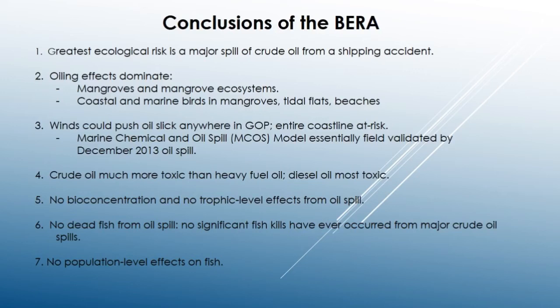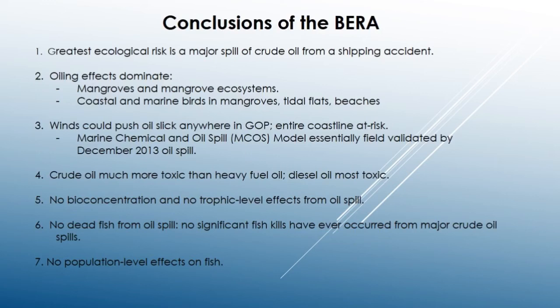There will be no bioconcentration or trophic level effects on fish from the toxic chemicals such as hydrocarbons in crude oil. The ability of fishes and other vertebrates such as birds to metabolize these chemicals when present in their systems leads to decreases in concentrations, or trophic dilution, higher up the food chain.